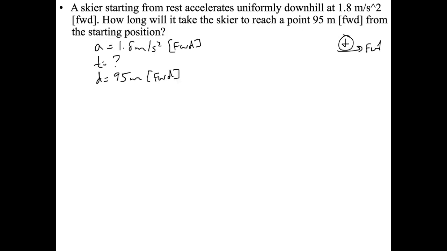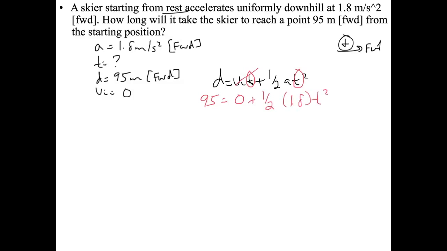Okay. Since we start from rest, we also know that VI is equal to 0. As always, we need to figure out our equation. So let's use D equals VIT plus 1/2 AT squared. Now, what we're looking for is T. This question would be quite difficult if VI wasn't equal to 0, but thankfully it is. So let's put the numbers in. 95 equals 0, so we don't need to worry about that part of the equation at all, plus 1/2, A is 1.8, and of course T is our question.